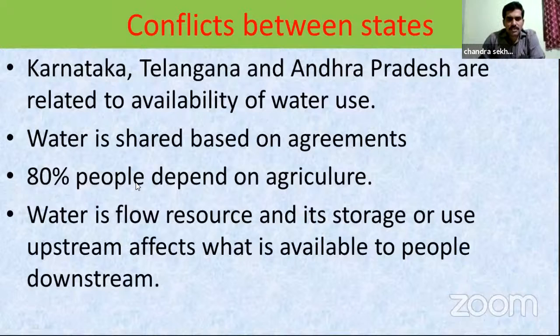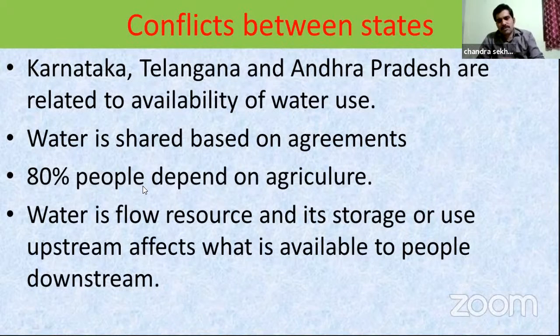So many agreements are there between states in water sharing. 80% of people depend on agriculture. In this Tungabhadra river basin, 80% of the people depend on agriculture. So water is a flow resource, and its storage or use upstream affects what is available to people downstream. So here the major problem is that in drought conditions, the upper portion of the people are using more water and they are not releasing water to the downstream people.